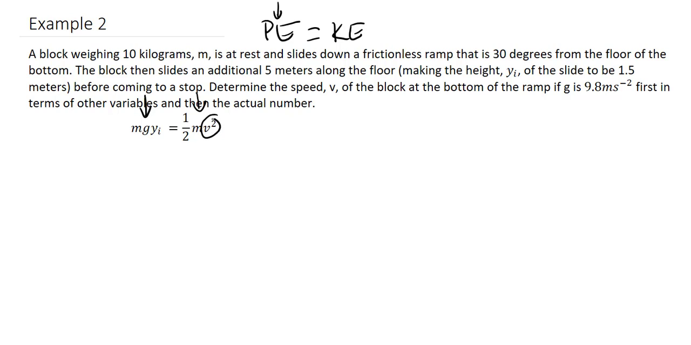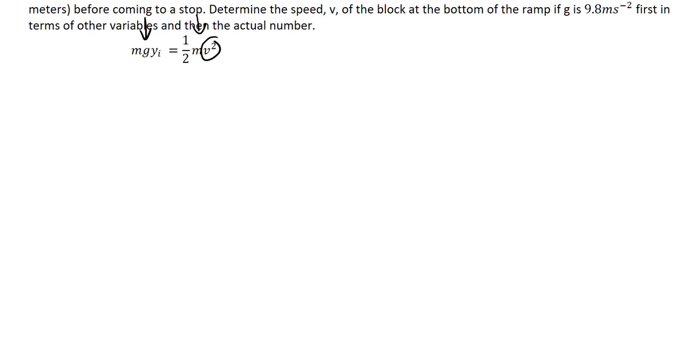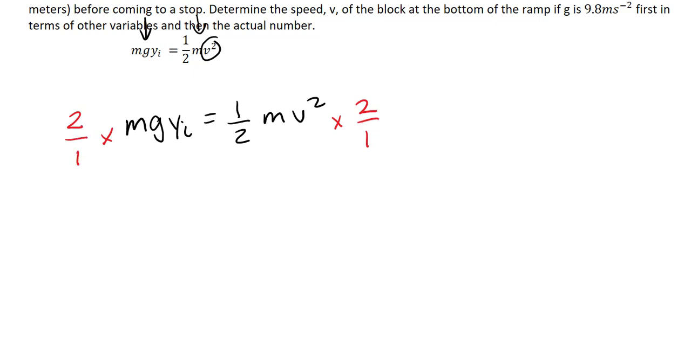So first we're going to solve for just our v. It's similar to what we did in the last step, except we have all these numbers first. So we have mgyi is equal to 1/2 mv squared. Our first step, let's get rid of this 1/2 on the right hand side. We get rid of it by multiplying by 2/1, or just 2. This just becomes 1. And then on the left hand side we have 2mgyi, which is equal to mv squared.